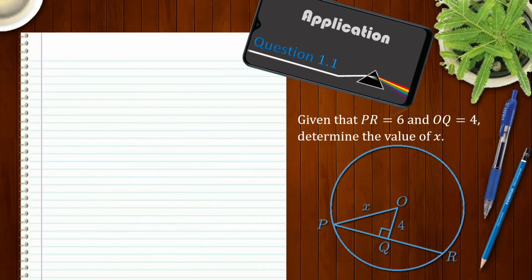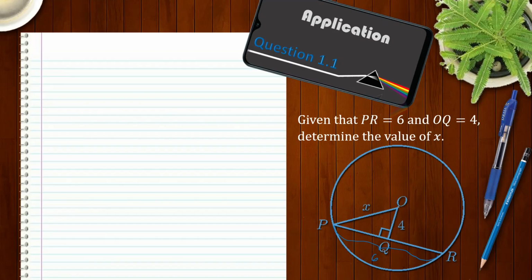Okay, now for question 1.1, make sure that you have paused this, try it on your own first, and then look at the memo. Now, given that PR is 6, and once again they didn't indicate it, so we can just indicate it on our sketch. PR is 6, and OQ is 4, determine the value of x. Okay, this is quite an easy one.